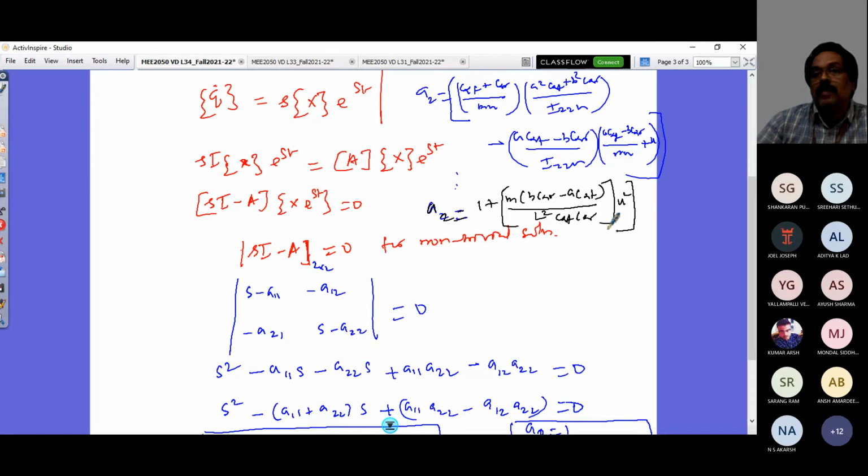This is all in terms here. So it will be like this. So this A22 comes out to be like this. So this has to be positive for a stable system. So the condition here is this should be greater than 0.